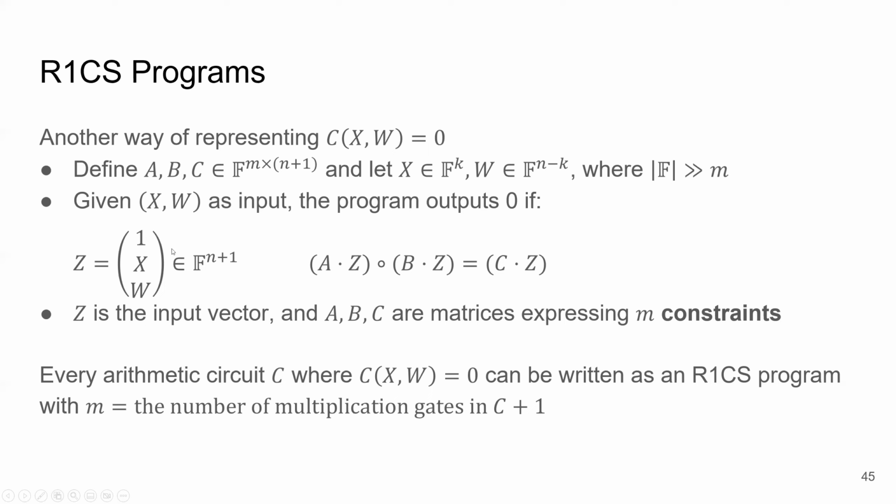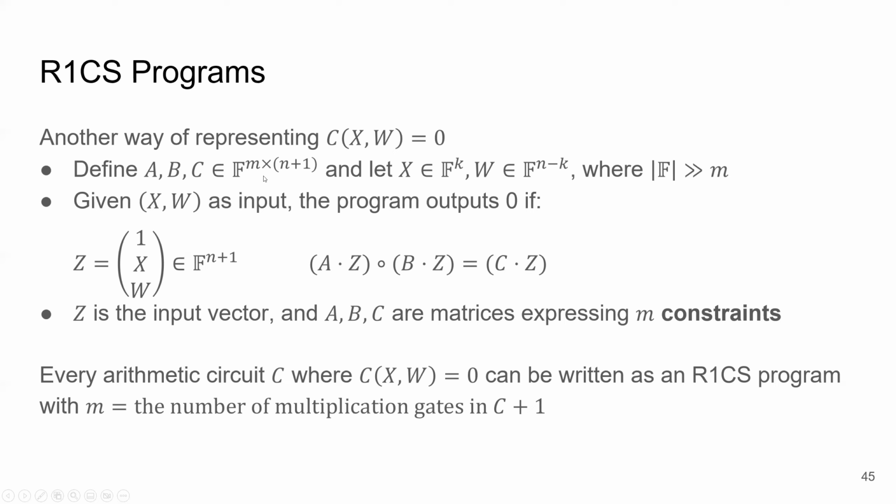From here on out, we'll call z the input vector. And a, b, and c are these matrices that are expressing m constraints. We're going to call the rows of the matrices, they're m total rows, constraints. Here, every arithmetic circuit C where we have public information X and private W such that the arithmetic circuit evaluates to 0, every such circuit can be written as an R1CS program where we set M to be equal to the number of multiplication gates in C plus 1.